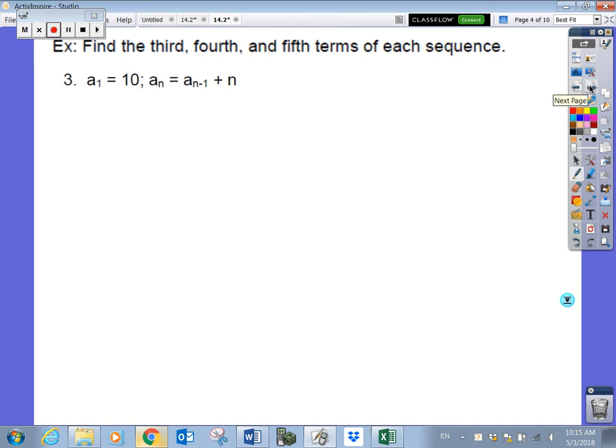All right, this one's a little different because we have a sub n plus n. Just like before, we have to find the second before we find the third, fourth, and fifth. So a sub 2 equals, remember this is the previous. So the previous is 10 plus n. Well, n is the number of the term you're trying to find. So in this case, a sub n is equal to a sub 2. So for the second term, n is 2, and we get 12.